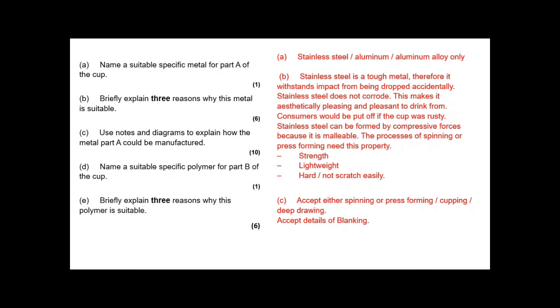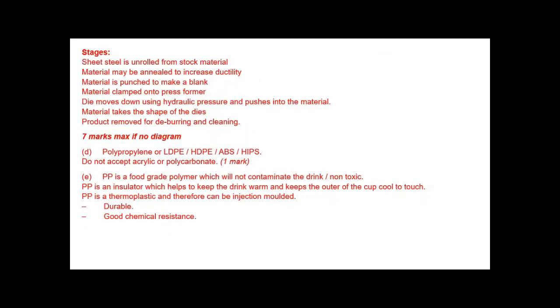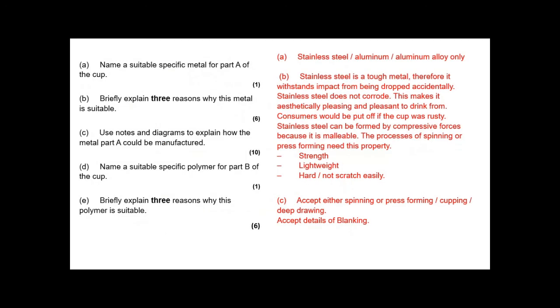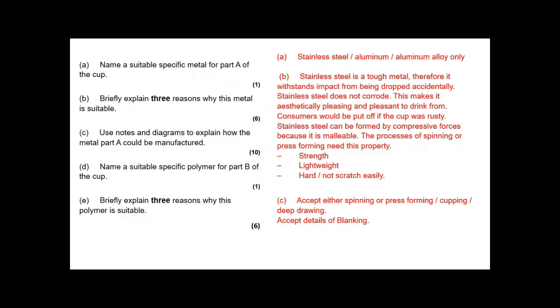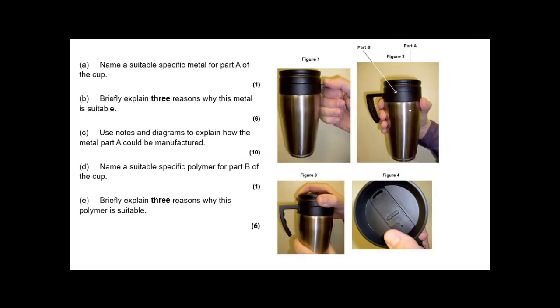And then question D and E, name a suitable specific polymer for part B. So we could have had polypropylene or LDPE, HDPE, anything like that. And then why is it suitable? So you said it's food grade, so it won't contaminate your drink, non-toxic, insulator, so it'll keep it hot or it'll keep it cold depending on what you're going to do, and it can be injection molded, so it's easy to produce.